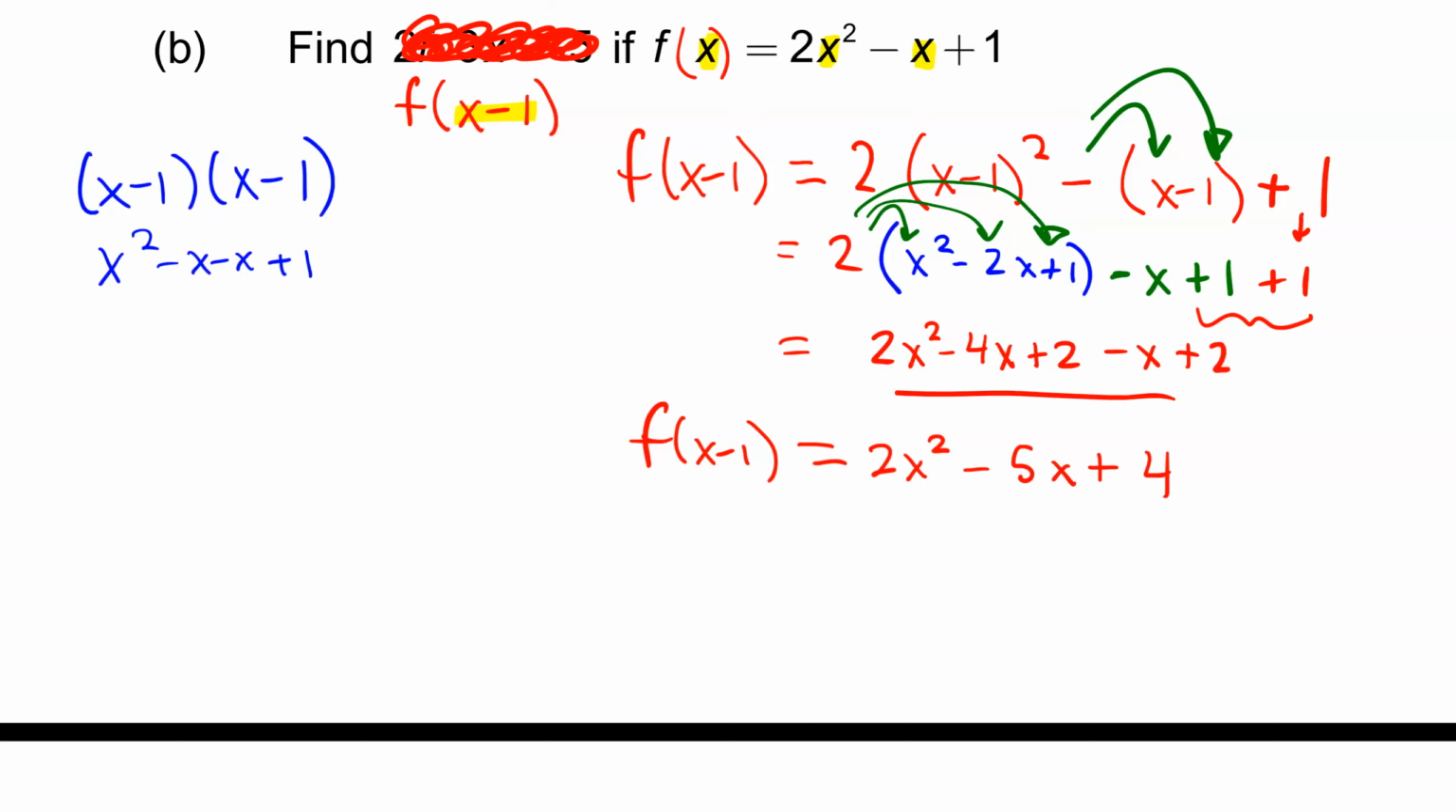Combine like terms. I love math. What are you doing? We're doing good, right? We're doing good. We just keep it together.